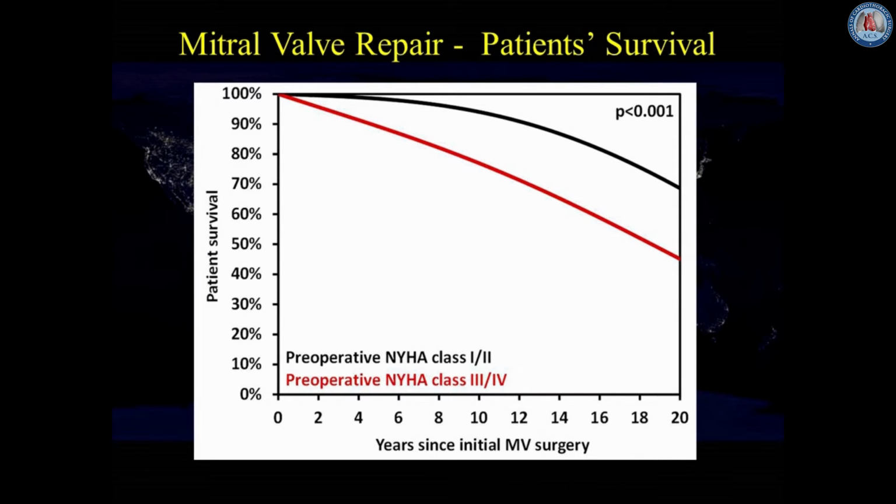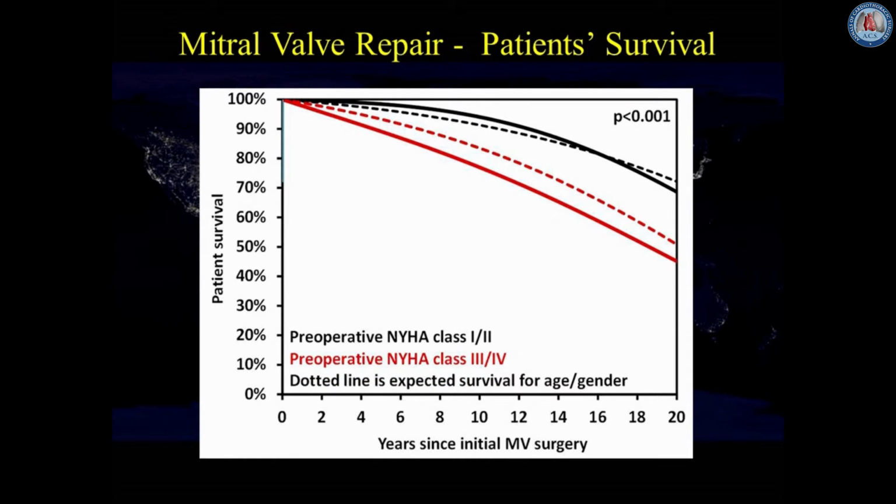And this slide shows the survival of the patients according to the New York functional class. The black line shows the patients with minimal symptoms, and the red line patients with more advanced functional class. These patients with more advanced functional class were on average 5 years older than the first ones. Thus, they're not comparable. However, if we match them for age and gender, the results are the following.